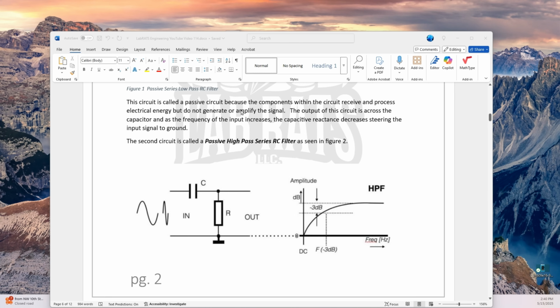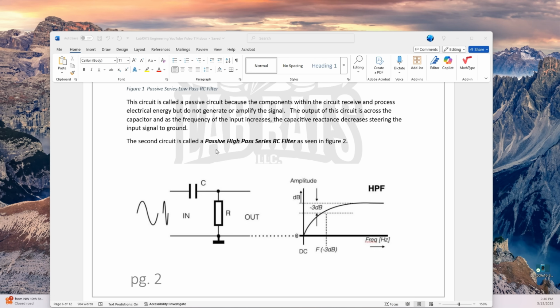The circuit is called a passive circuit because the components within the circuit receive and process electrical energy but do not generate or amplify the signal. The output of this circuit is across the capacitor, and as the frequency of the input increases, the capacitive reactance decreases, steering the input signal to ground.